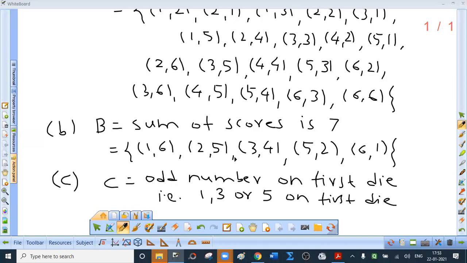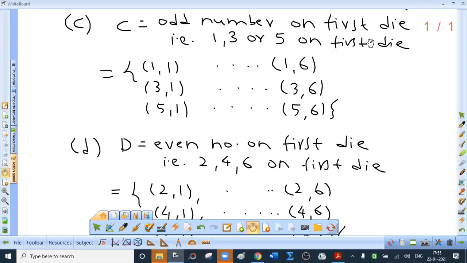C part, event of odd number on the first die, means number on the first die is either 1, 3 or 5. Now number on the second die can be any of the 6: 1, 2, 3, 4, 5, 6. So we have to mention how many? 18 sample points. Yes, in exam you're not supposed to write this. You have to mention all: 1 1, 1 2, 1 3 up to 1 6 and so on.